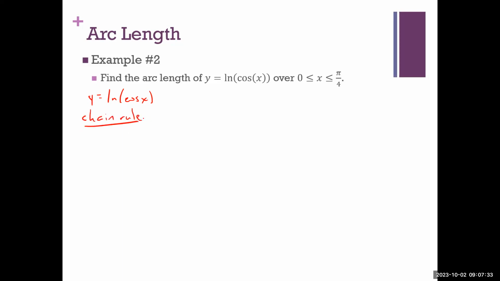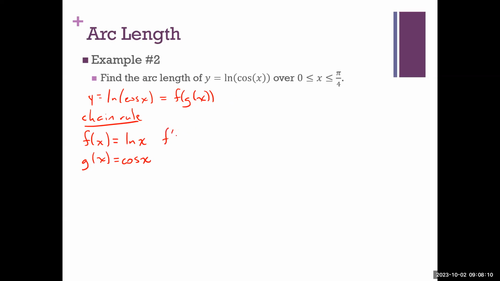I have an inner and outer function. What are those inner and outer functions? I'll call them f and g. If I'm calling g the inner function and f the outer function, let's define those right now. What is f of x and what's g of x? g of x is cosine x. f of x is natural log of x. So if I compose f of g, I will get natural log of cosine of x.